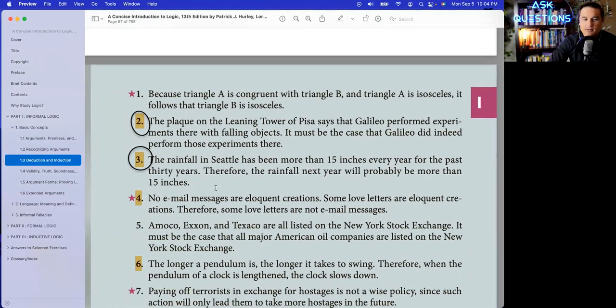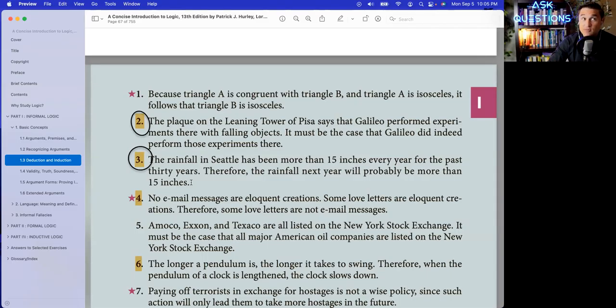Number 3 here. The rainfall in Seattle has been more than 15 inches every year for the past 30 years. Therefore, conclusion indicator. So that tells us that the second statement is the conclusion. The first one is the premise. The rainfall next year will probably be more than 15 inches. Okay, so this is an argument based on data from the past. Something has happened repeatedly for 15 years. Therefore, it's likely that this pattern will continue.